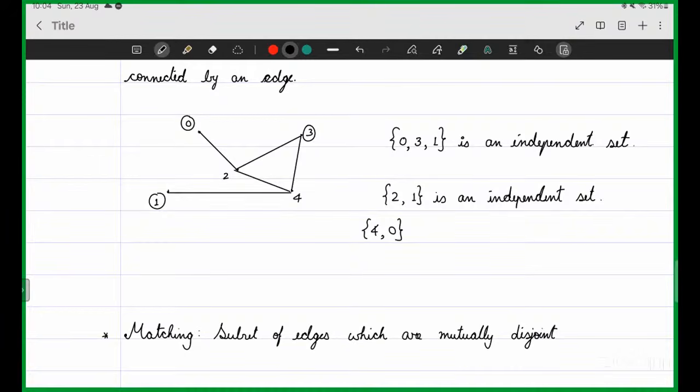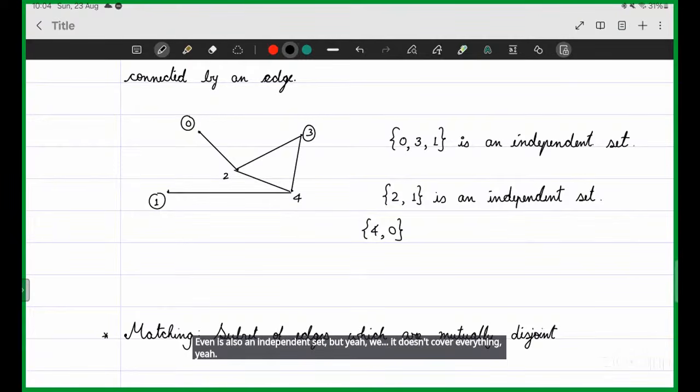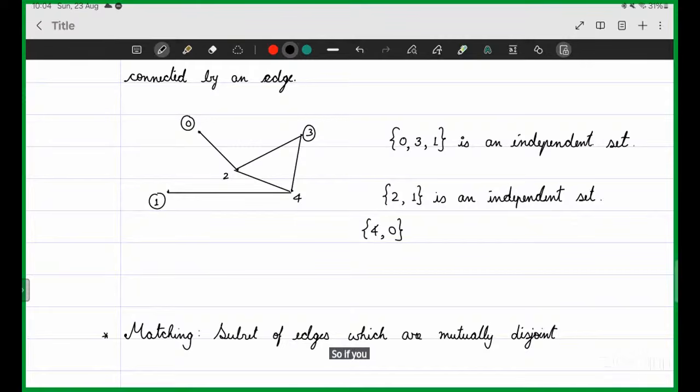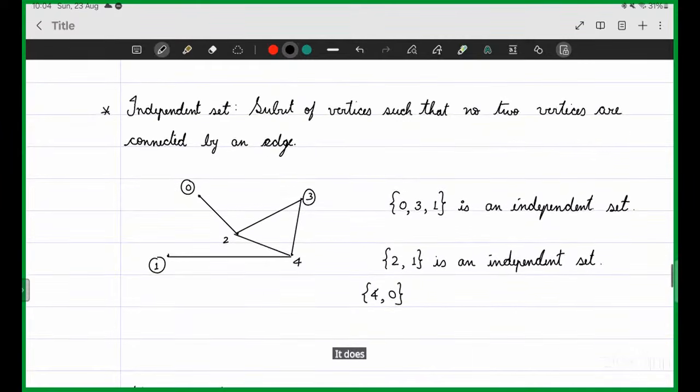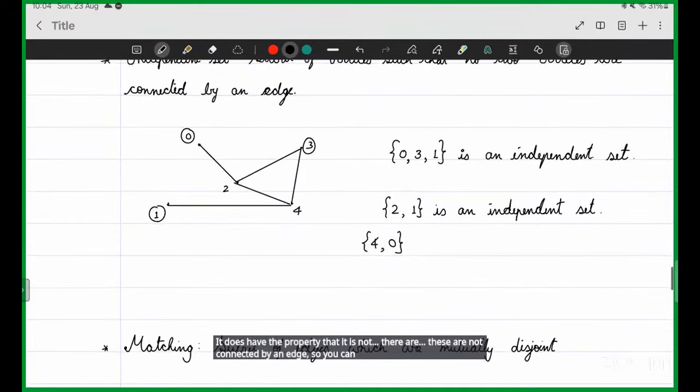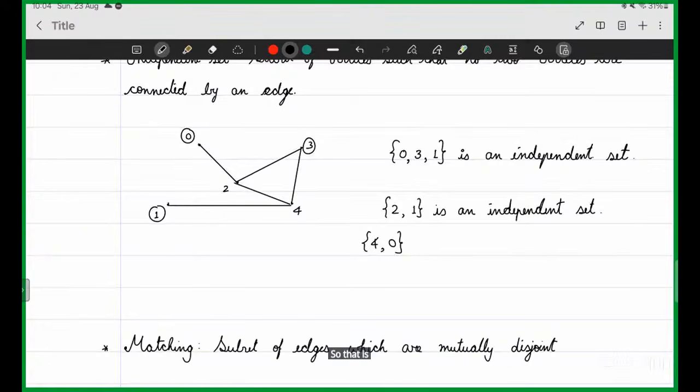3, 1 is also an independent set, but it doesn't cover it. It does have the property that these are not connected by an edge. So you can take any V1, V2 which are not connected by an edge, and that is an independent set. So that is valid, right? V1 also is valid.